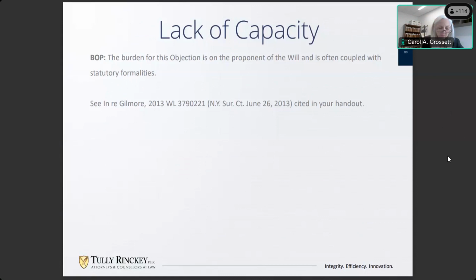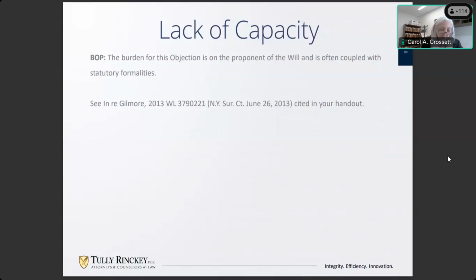I cite to the case of In re Gilmore. It's a 2013 Surrogate's Court case, and it raised a lot of the objections that I'm going to be discussing today, and included the standards, and it's a good case to read. So that's in your course materials. In that case, the proponent's motion for summary judgment dismissing all of the objections was granted. One of them was based upon proving testamentary capacity, because that had been raised, as well as undue influence and other objections.